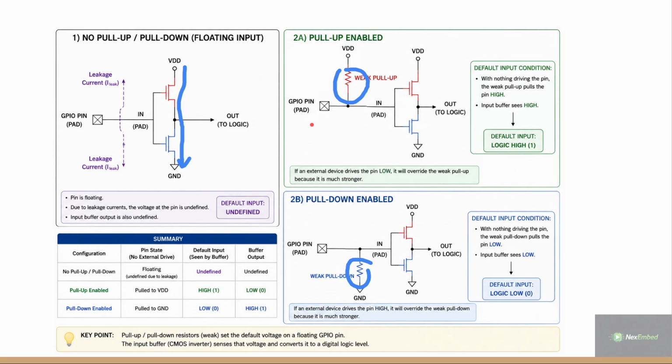When there are no external devices connected to the particular GPIO, it by default gives the value as high. Okay, it by default gives the value as high.